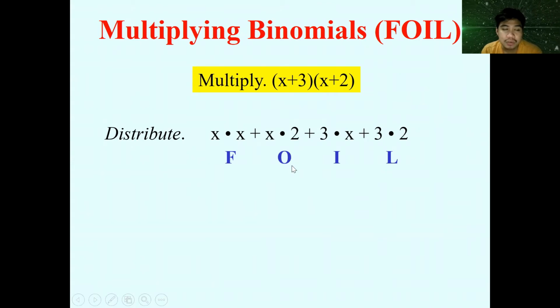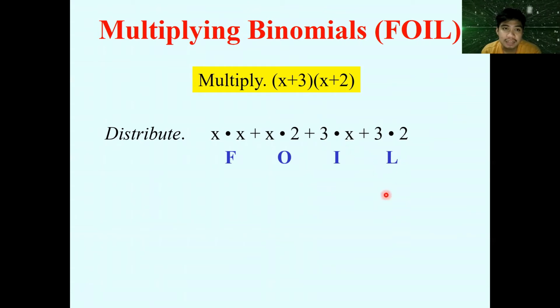And then we have O. Ibig sabihin ng O, those are terms na nasa labas. Okay, out. So, ibig sabihin nun, kung ito yung buo, itong x plus 3 times x plus 2, yung nasa labas dyan is itong x, tapos itong 2. And then we have I. Ang ibig sabihin naman ng I is in. So, if you're going to treat itong buong given na to as a whole, ang nasa in dyan is yung 3 at saka yung x. That's why we have 3x dito.